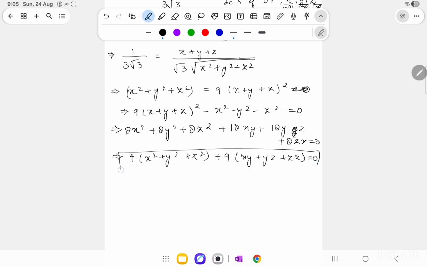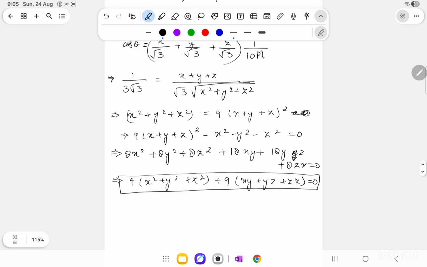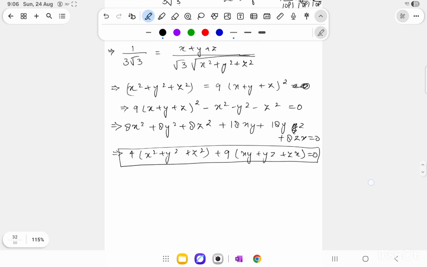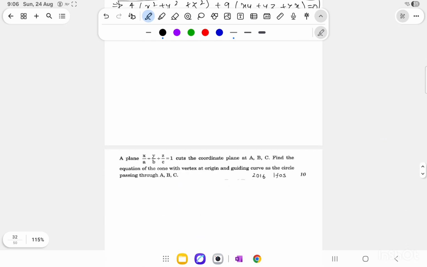So this is my required equation of cone whose axis makes equal angles with the coordinate axes, whose vertex is given to us as (0, 0, 0), and whose direction cosines of one of the generators are 1, minus 2, 2. So let's move on to the next question.